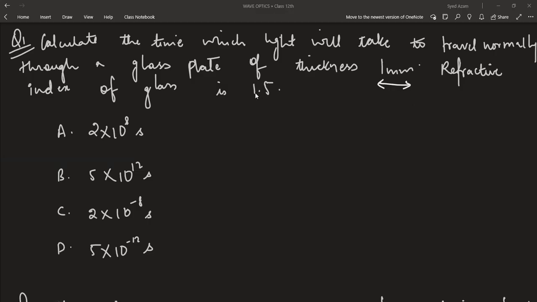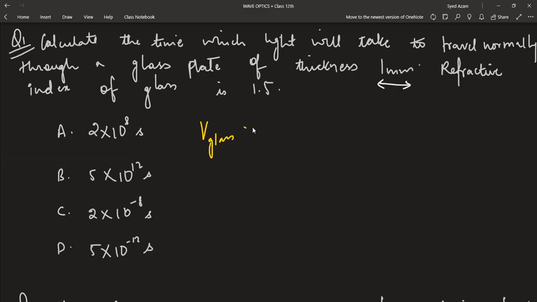Without that, you cannot take your answer in any unit and get it in seconds, because we have to have a standard unit, right? And the standard SI unit, we know, is meters. So even if it's given in millimeters, you have to convert it. I'll tell you the solution for this one.